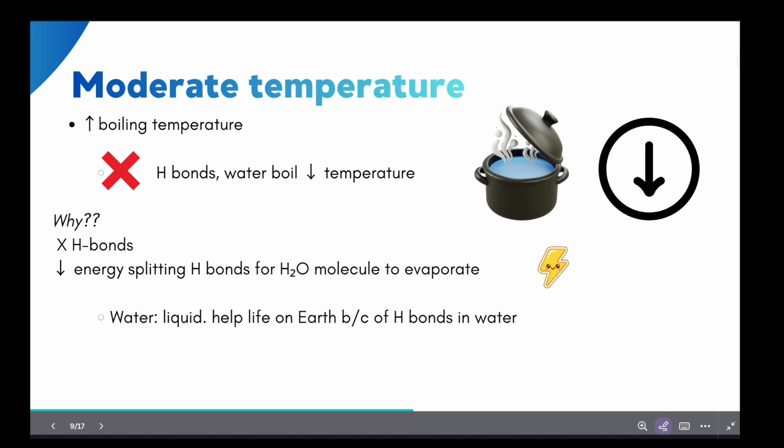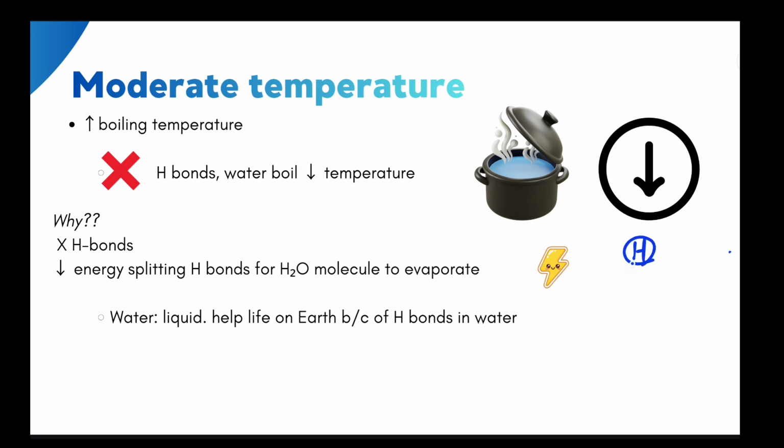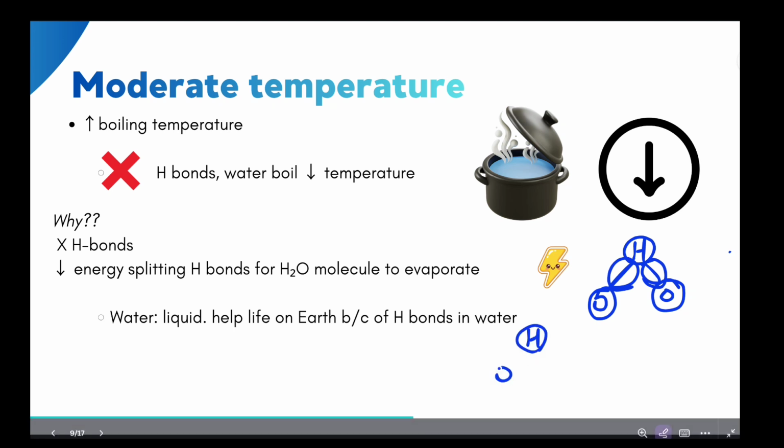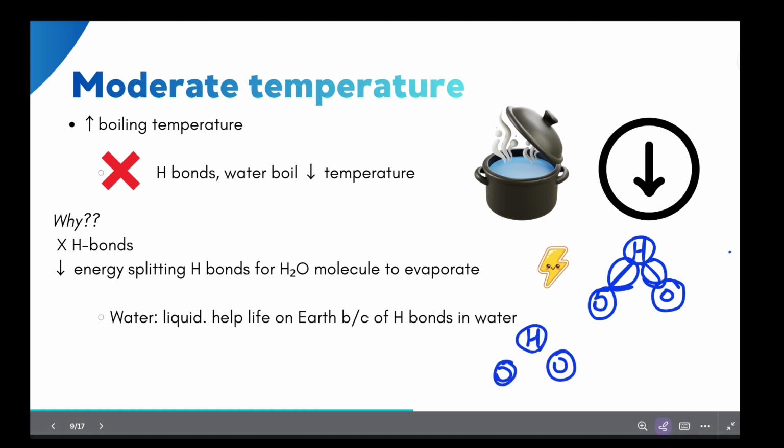Moderate temperature. Water has a really high boiling temperature, meaning it doesn't evaporate easily. If there were no H bonds, then water would boil at a much lower temperature. Why? Because they wouldn't need energy for splitting H bonds for H2O molecules to evaporate. There's a water molecule, just a normal one, and then they have strong H bonds. But what if these disappear? Then it would be just three molecules.